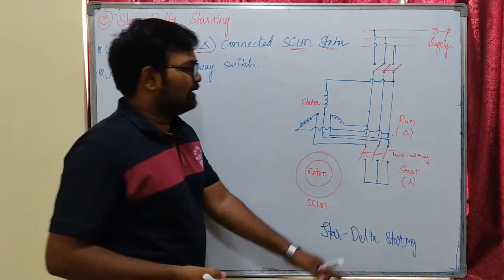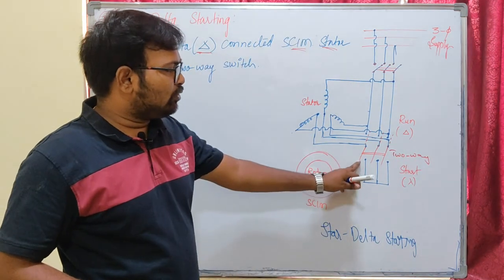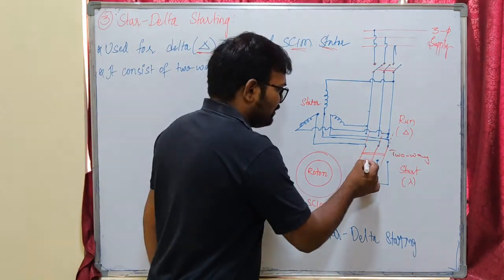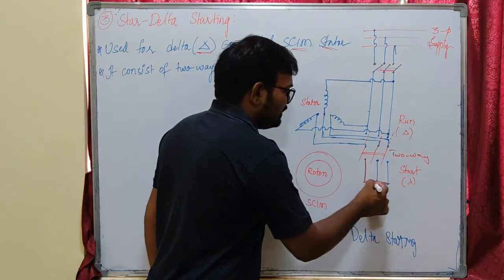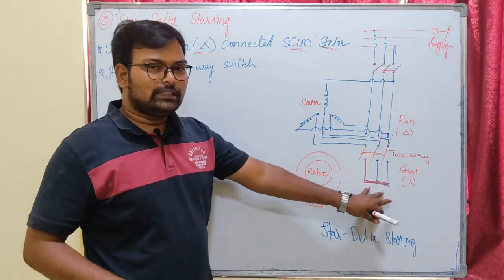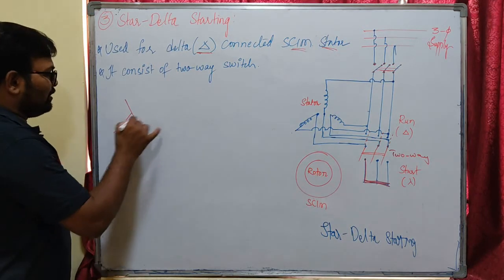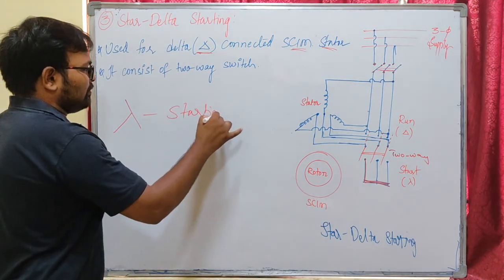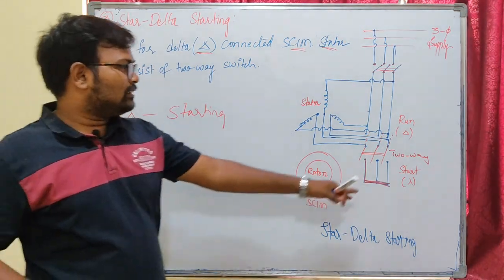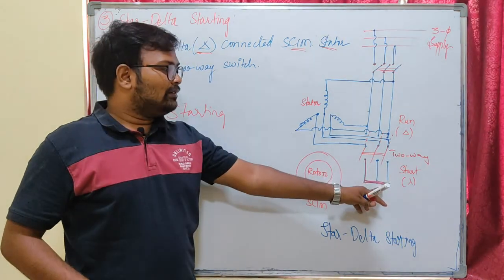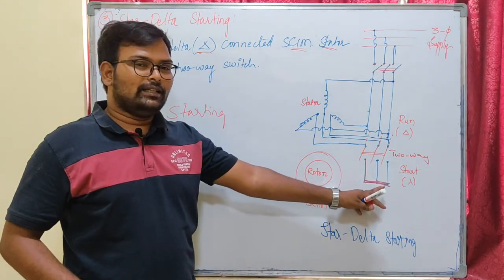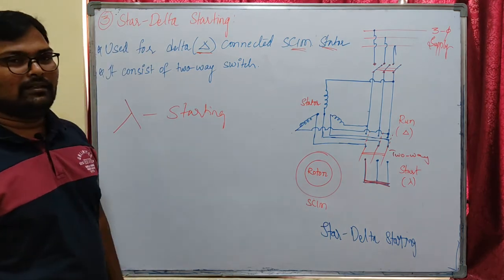At the time of starting, this two-way switch is connected to the down position. Whenever it is turned to the down position, you see these three terminals are short circuited. That means our stator winding will be star connected at the time of starting. We make the two-way switch turn on to the short circuit terminals of the stator winding, and that makes the stator winding a star connection.